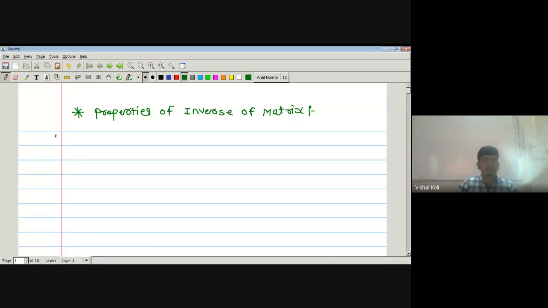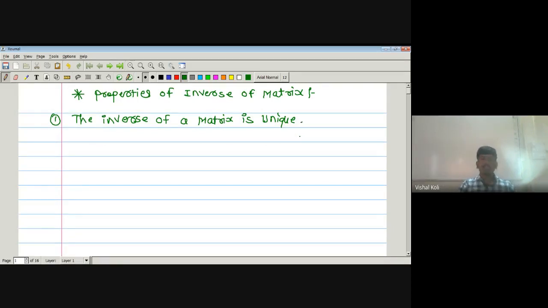Now first, the inverse of a matrix is unique. That is, if A is any matrix and it is invertible, then its inverse matrix must be unique. What is the inverse of a matrix? Suppose A is a square matrix of order n, and there exists another matrix B of the same order n such that A into B equals B into A equals I. Then we say that the matrix B is the inverse of matrix A. So such an inverse is unique. That is what we have to prove.